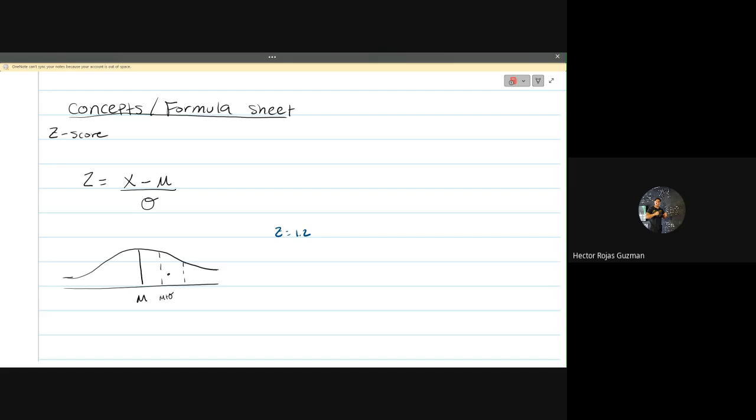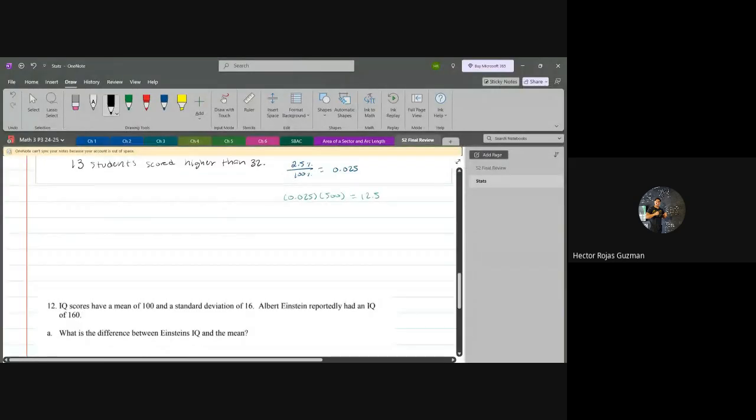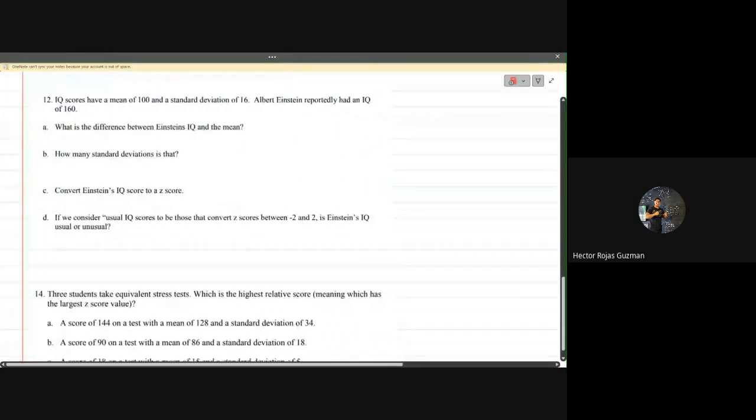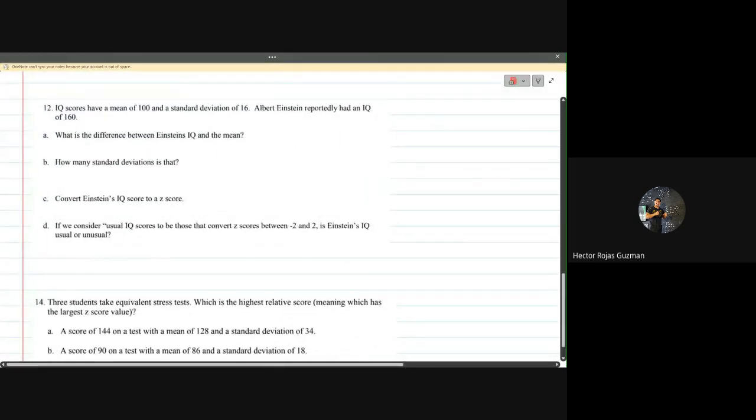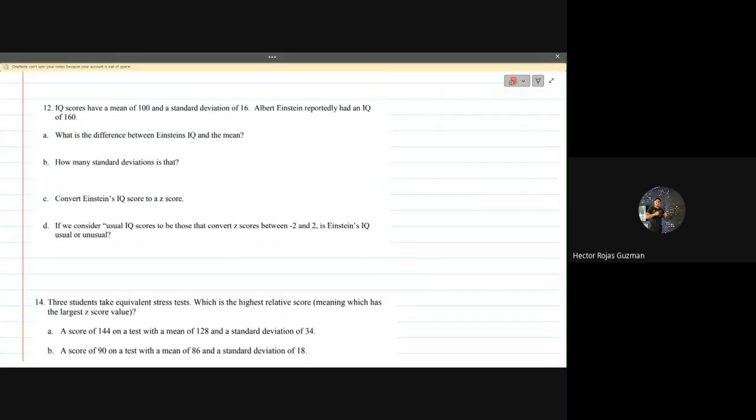The z-score is also used to compare different results, especially when the data is different. And you're going to see a little bit more about that in the examples. So here we go. Check it out. It says IQ scores have a mean of 100. All right. And a standard deviation of 16. Einstein, supposedly, he had an IQ of 160.